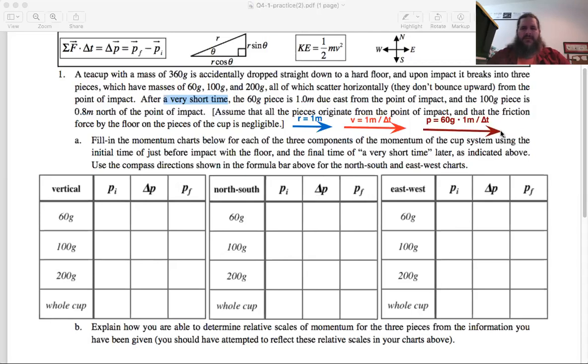So that means the final momentum of the 60-gram piece is 60 grams times 1 meter divided by delta t, or you could just say, leaving out the units for now, 60 over delta t. So we can describe all the final momenta as something over delta t and a direction. And then you could even split that up into components. For instance, this one, since it's to the east, P final is 60 over delta t, comma 0.